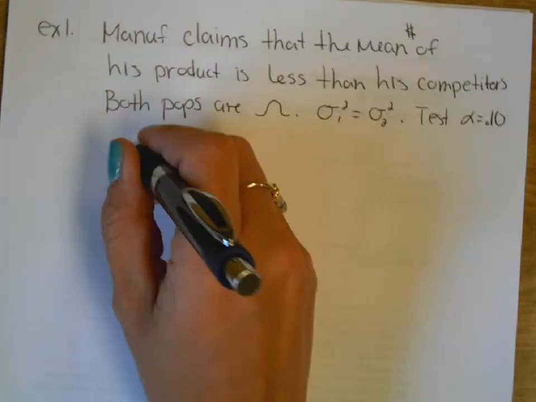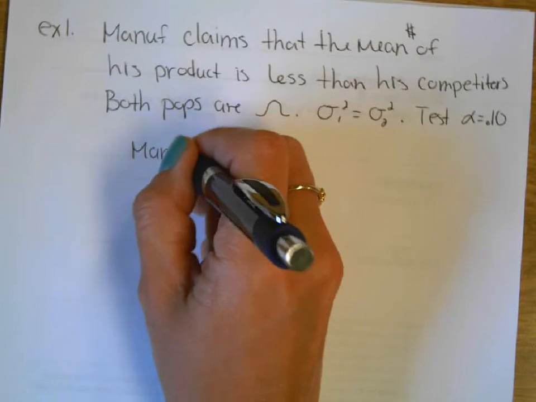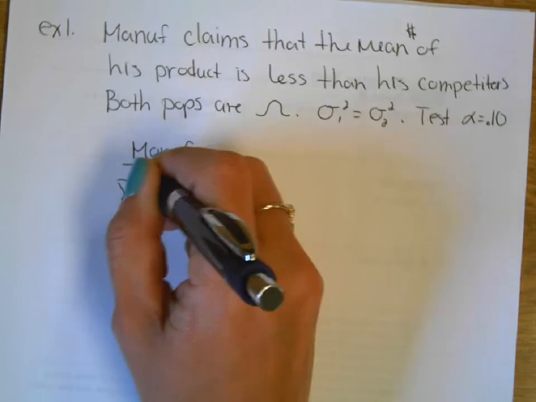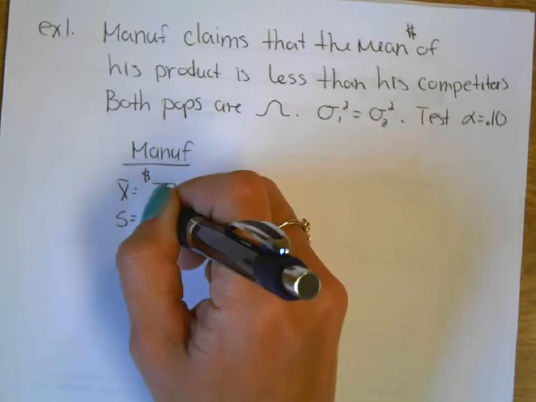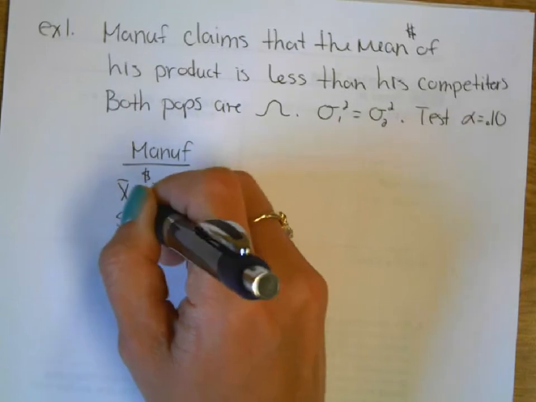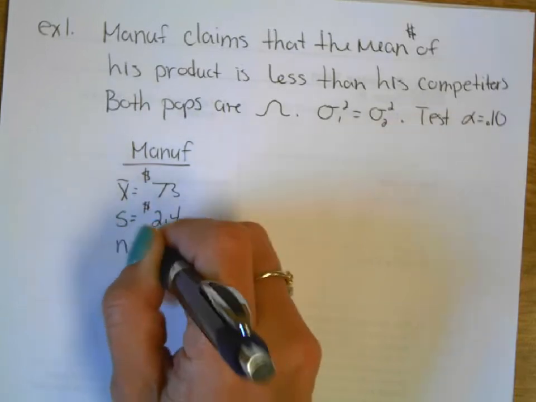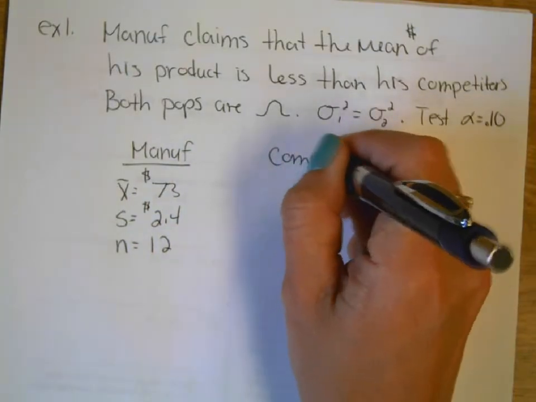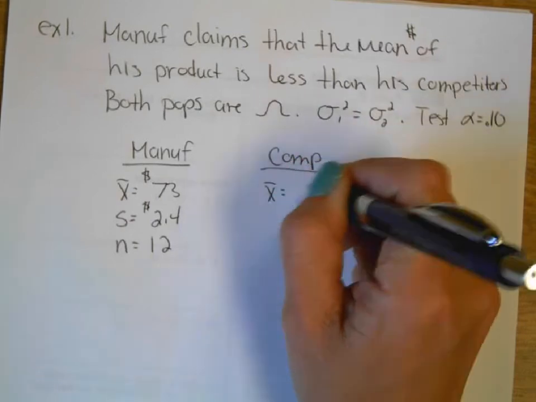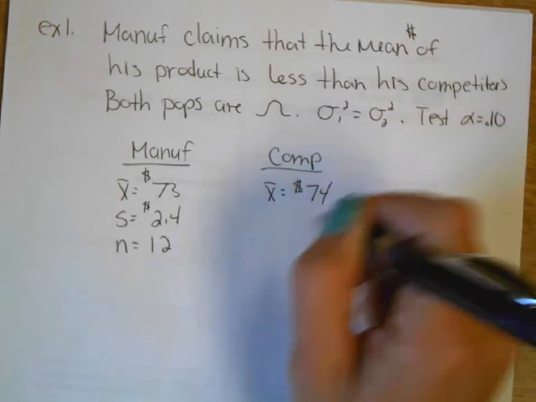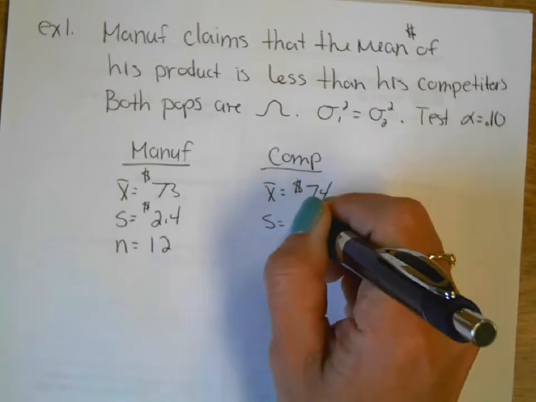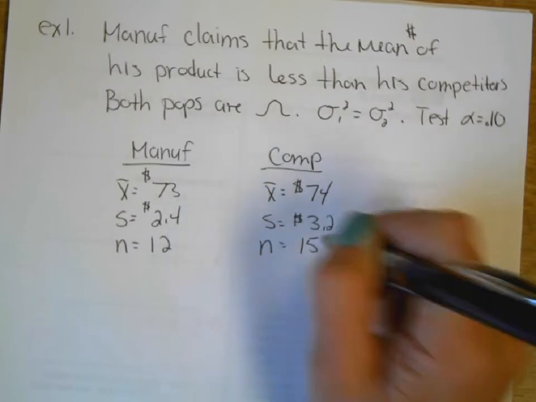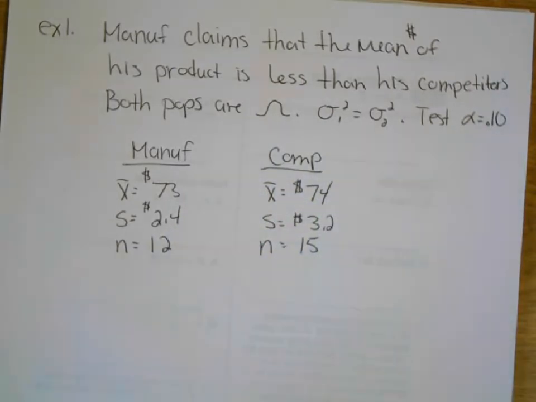Okay, so here's the manufacturer. His mean price is $73, standard deviation 2.4, sample size was 12. The competitor, $74, 3.2 on the standard deviation, and sample size 15.